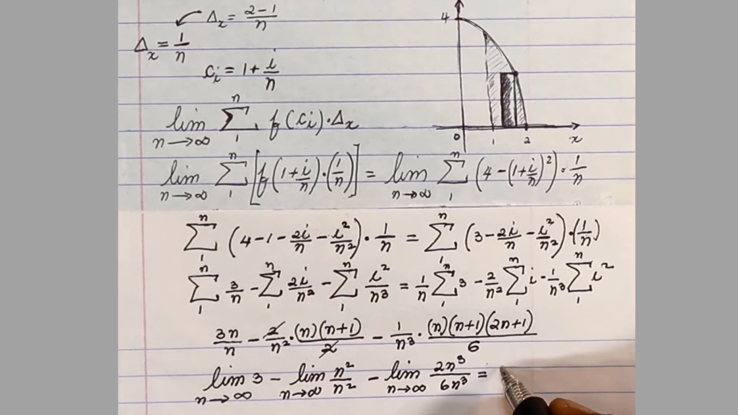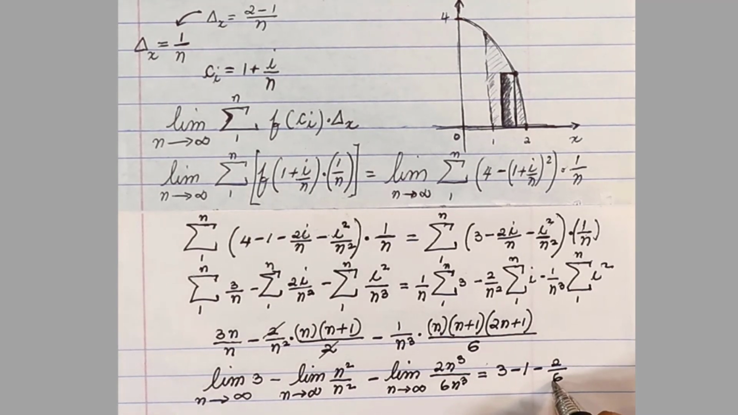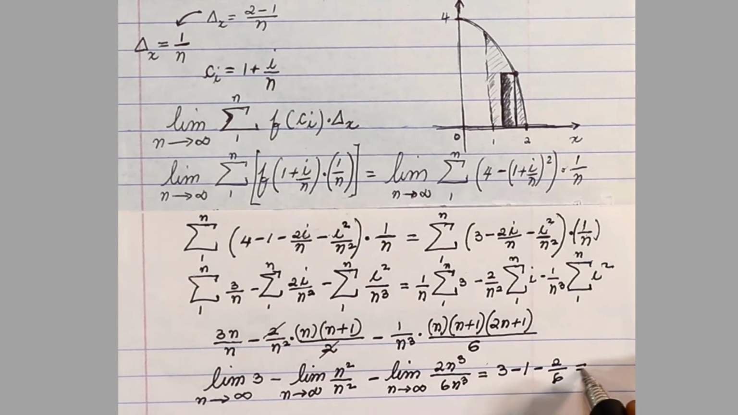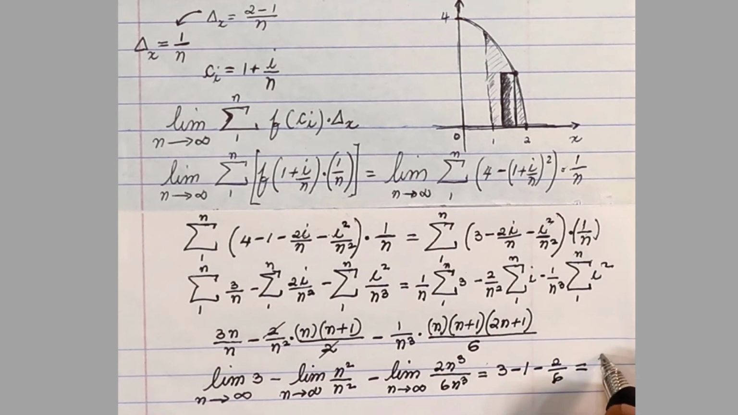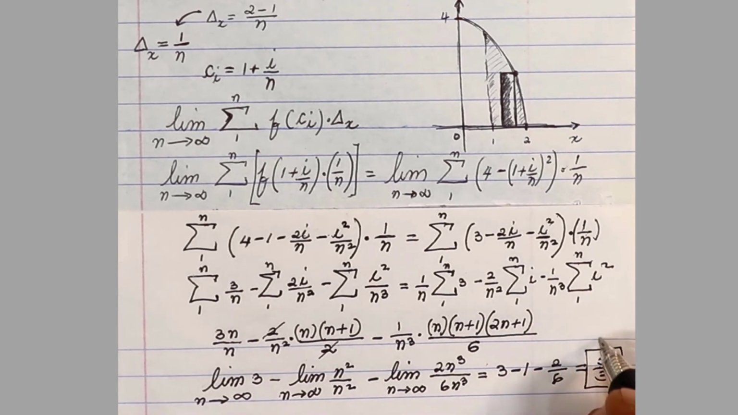The limit of 3 is 3. The limit of n squared over n squared is 1, so it's minus 1. The limit of 2n cubed over 6n cubed is 2 over 6. So we get 3 minus 1, which is 2, and 2 minus 1/3 will be 6/3 minus 1/3, which is 5/3.